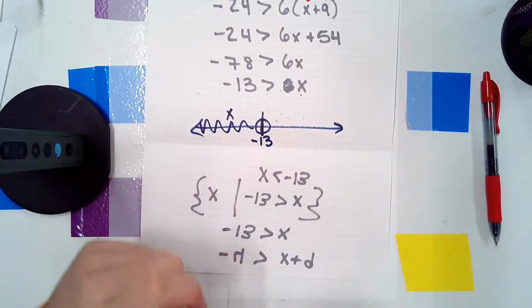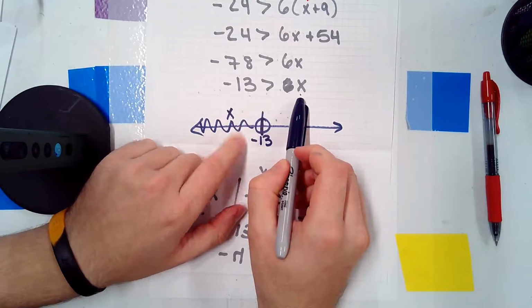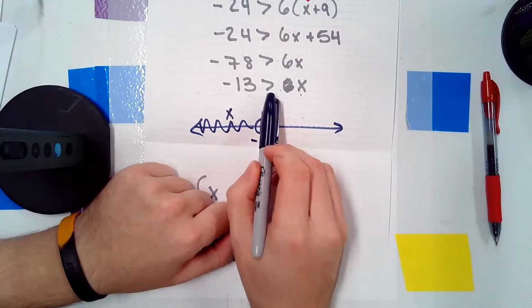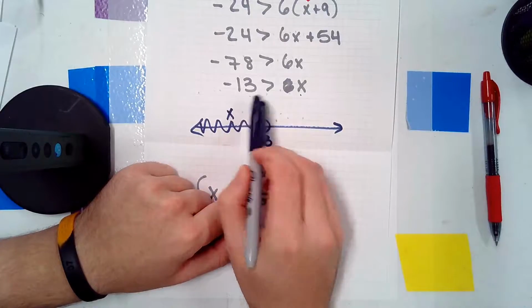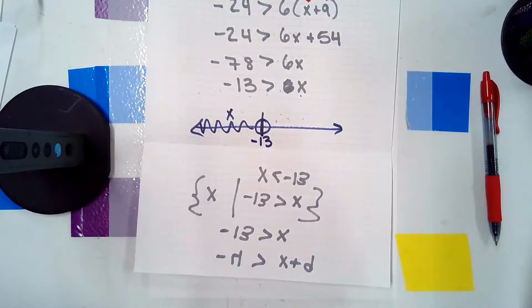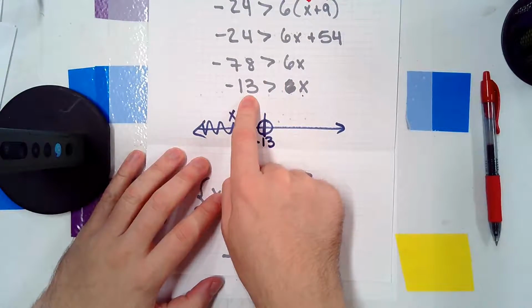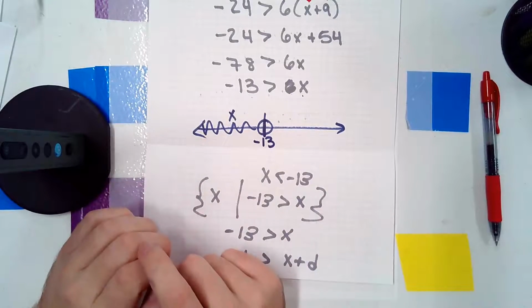Again, pro tip, always read from the variable, Baker. So instead of reading negative 13 greater than x, always read from the variable. Go x less than negative 13. Always read from the variable. It'll help you. The number I'm thinking of is less than negative 13 is a lot easier than negative 13 is greater than the number I'm thinking of.